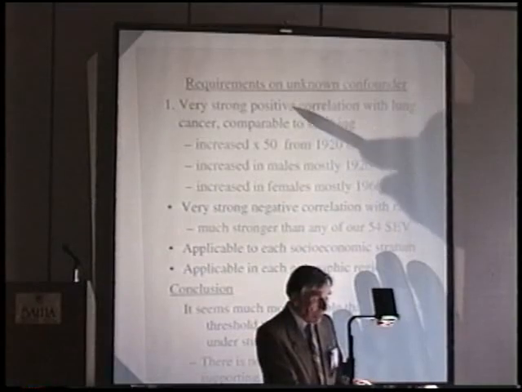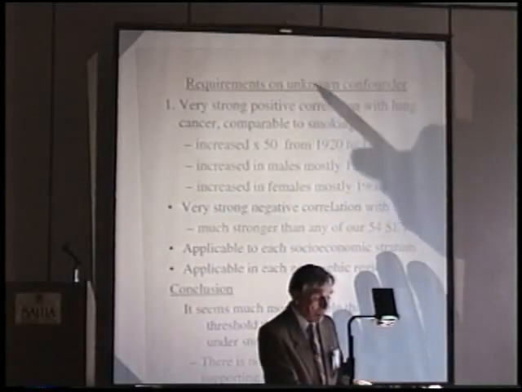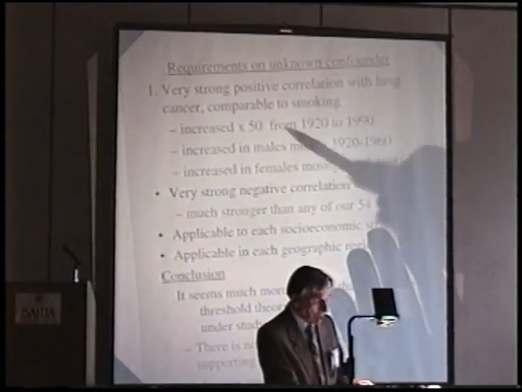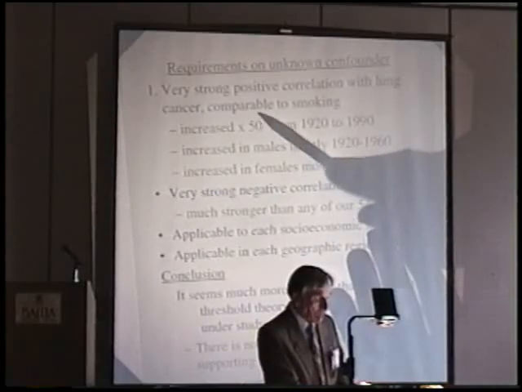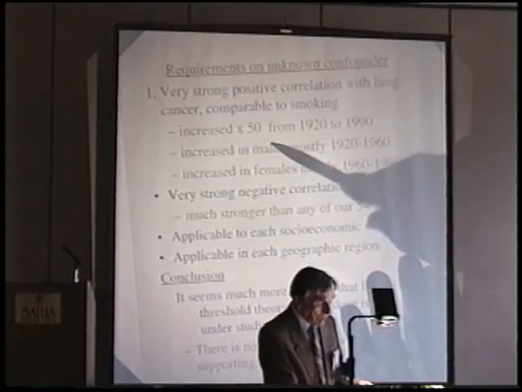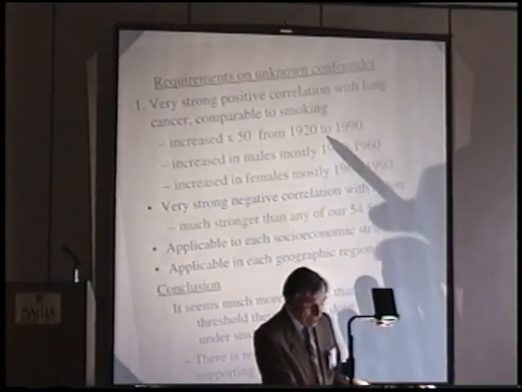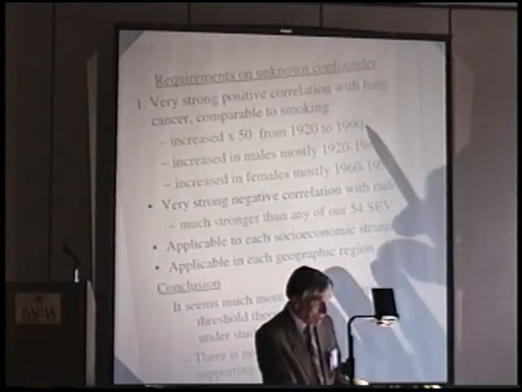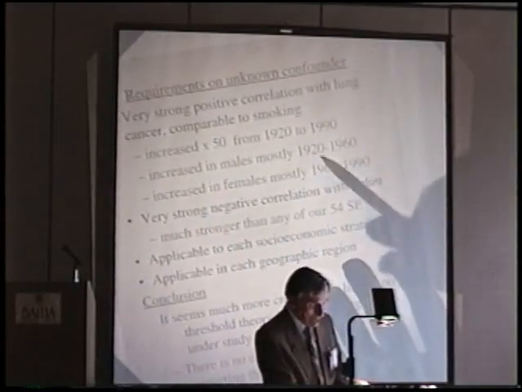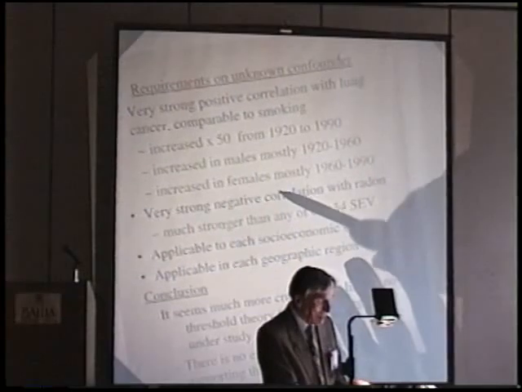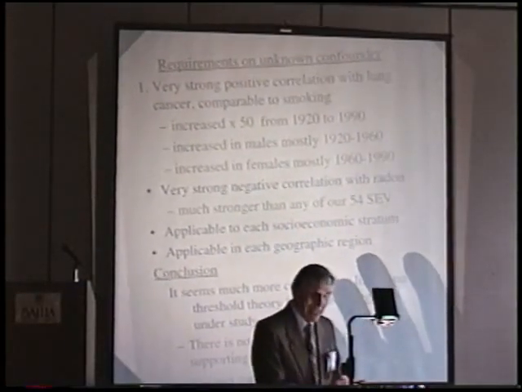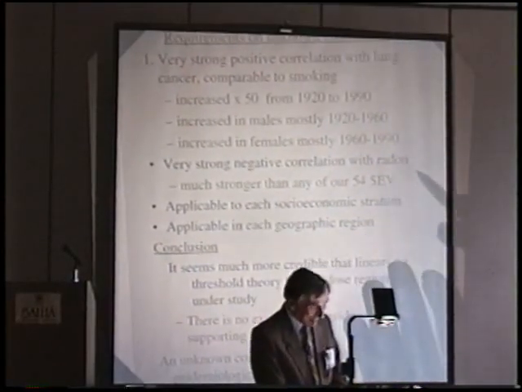However, I did some thinking about what would be the requirements on this unknown confounder. We'd have to have a very strong positive correlation with lung cancer, comparable to the correlation of smoking with lung cancer. And this means it increased 50-fold from 1920 to 1990, because that's what lung cancer did. It increased in males mostly from 1920 to 1960, and in females mostly from 1960 to 1990. And that's asking a lot of a confounding factor to do all that.